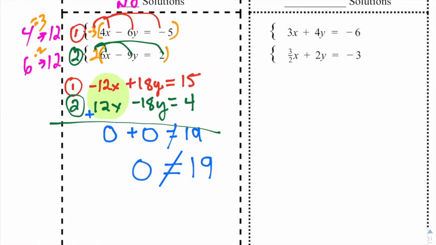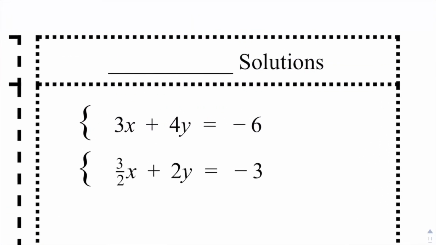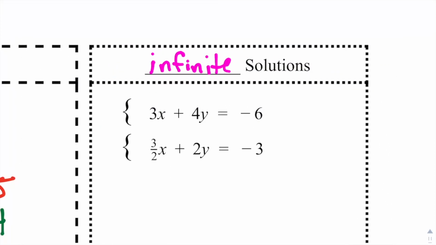So when we tried to use elimination, we eliminated both variables, and what was left was not a true statement. This is when a system has no solutions. All right, let's go look at the other example. When we have infinite solutions, I want to assign equation 1 and equation 2.